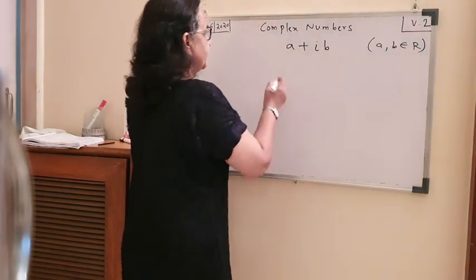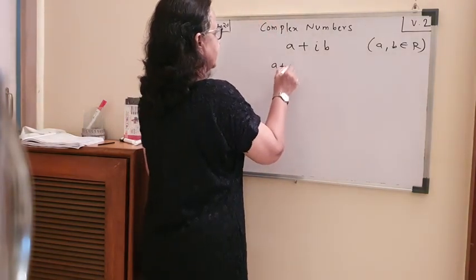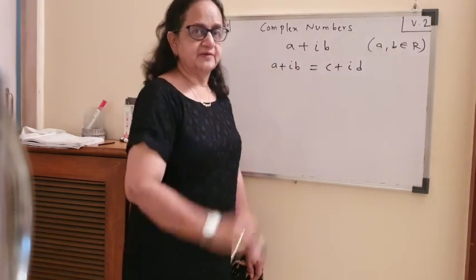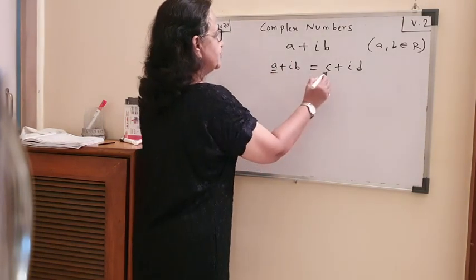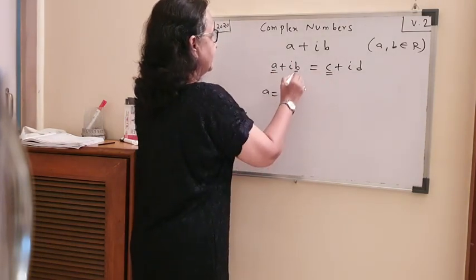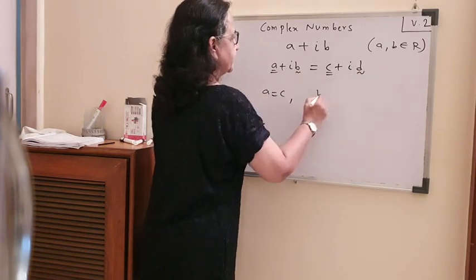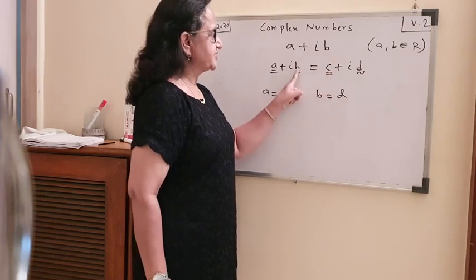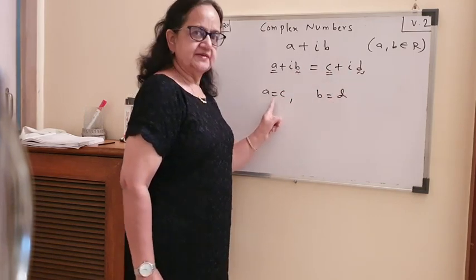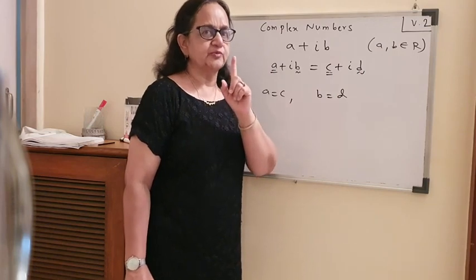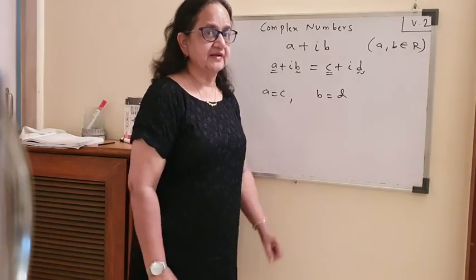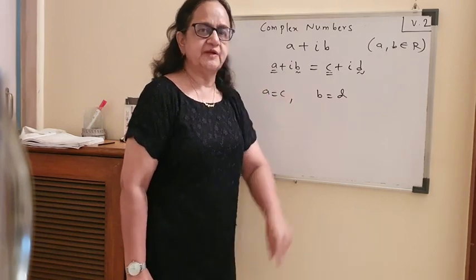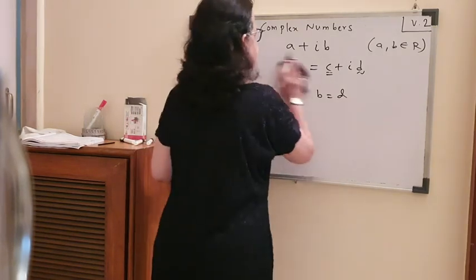Now two numbers a plus ib and c plus id. When will they be called equal complex numbers? The real part has to match with the real part and the imaginary part has to match with the imaginary part. So what is the condition? Real with real and imaginary with imaginary. When they are equal, then only we will say the two complex numbers are equal. In the notebook, you can just write that: equal complex numbers means respective real parts should be equal and imaginary parts should be equal.